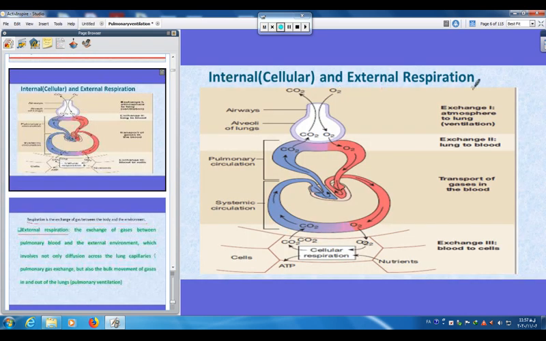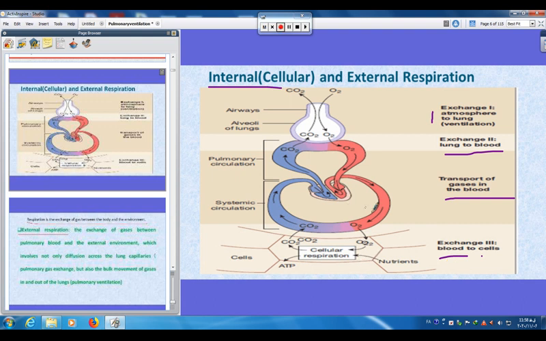You should know we have two kinds of respiration. One is intracellular, or internal, or cellular respiration, and the other is external respiration. You can see in this figure, exchange 1 is from the atmosphere to the lungs, which means ventilation. Exchange 2 is from the lungs to the blood, with transport of the gases in the blood, and the final step, exchange 3, is between the blood and the cells.